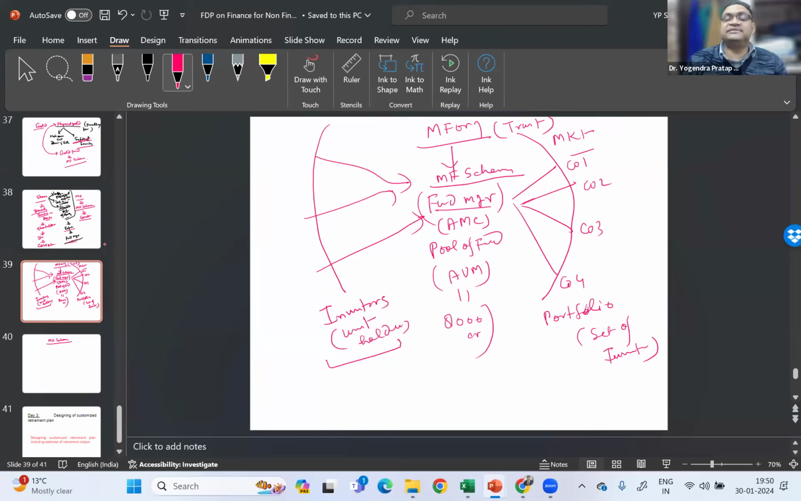And this AMC is a private limited company, meaning they don't have their own shares in the market. Otherwise, they will invest in their own shares. So that is why SEBI has made a lot of restrictions. That is why investment in mutual funds is one of the safest.